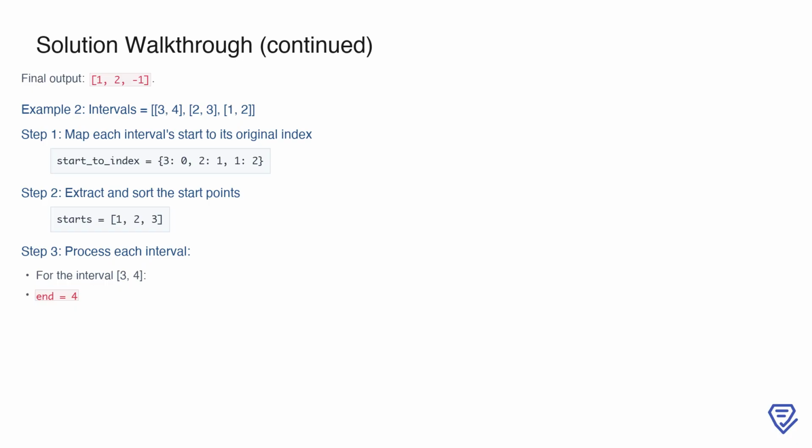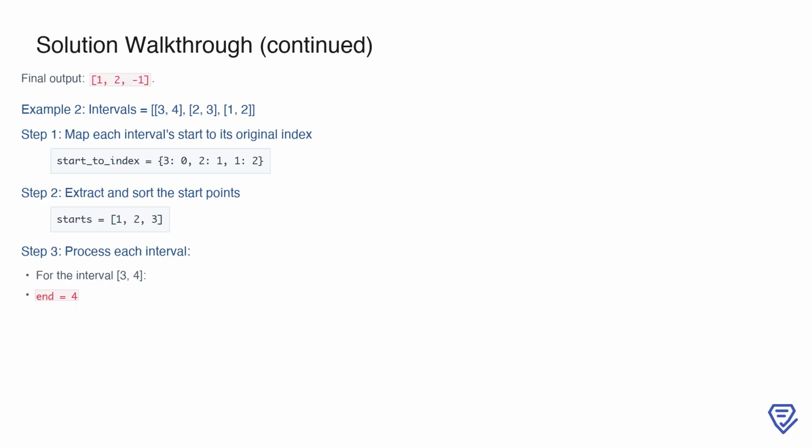Now, let's take another example with intervals [3,4], [2,3], [1,2]. First, we map the start of each interval to its original index, resulting in the dictionary {3: 0, 2: 1, 1: 2}. Next, we extract and sort the starting points, giving us the sorted list [1, 2, 3]. With this setup, we process each interval to find its right interval.